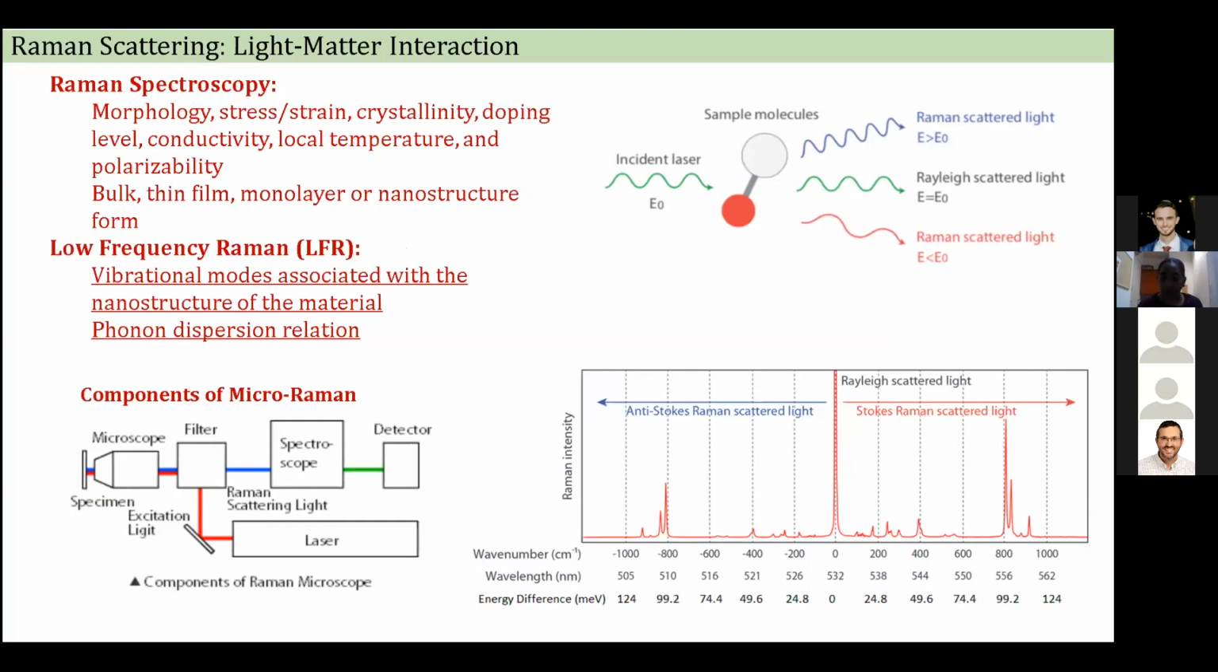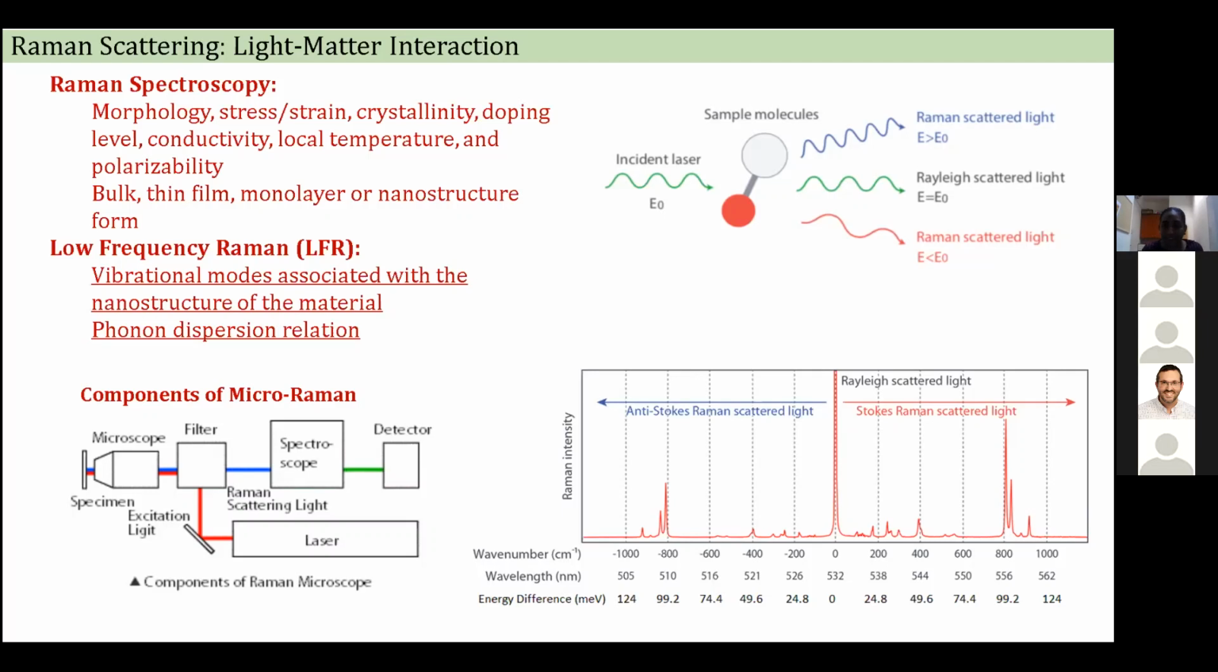So we can actually understand a lot about the materials when we use Raman spectroscopy. What we have used is low frequency Raman in this study. Low frequency Raman is very important for this class of materials because, as I'll show you in the next slide, we get to know more about these materials in the low frequency range.